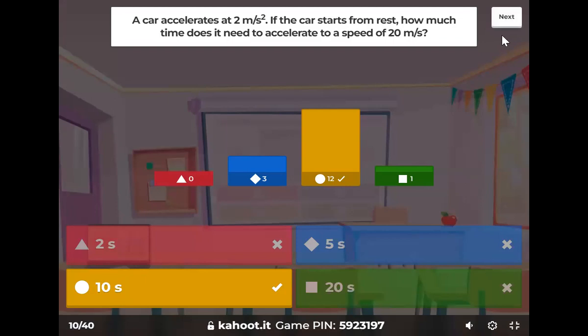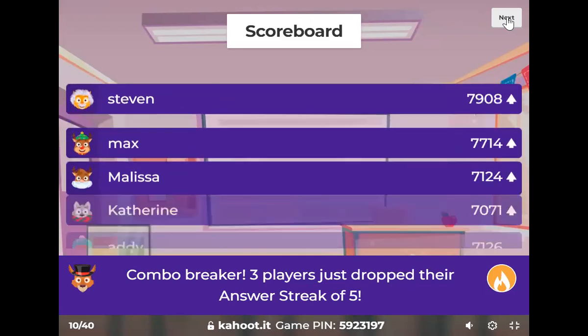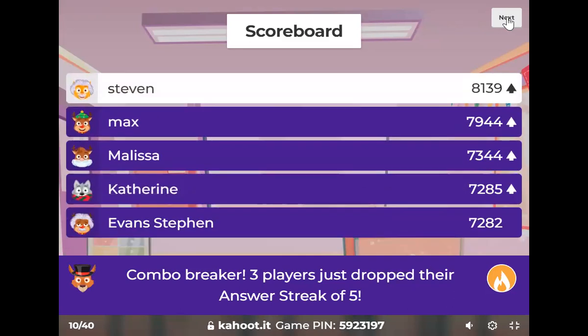Yeah, 10 seconds. So it's also the second kinematic formula, right? The velocity picks up to is initial velocity plus acceleration times time. 2 times 10 is 20. There you go. And the units. Right.